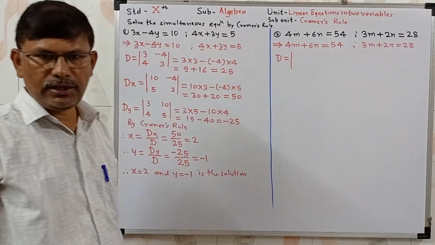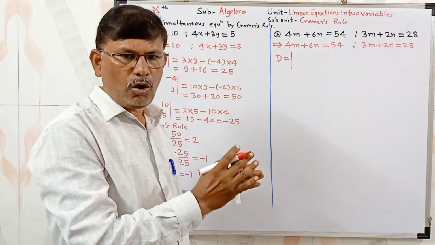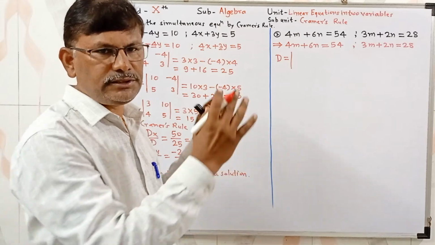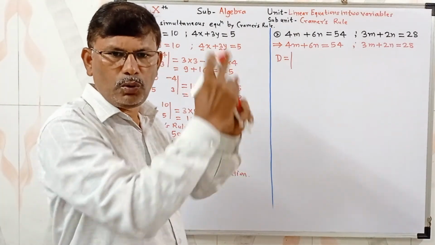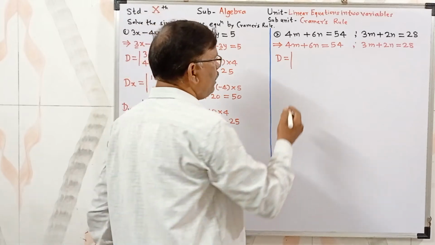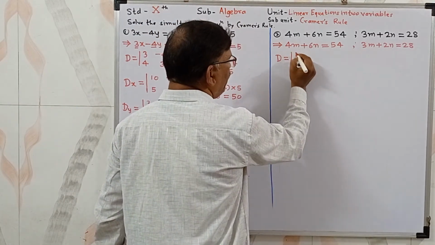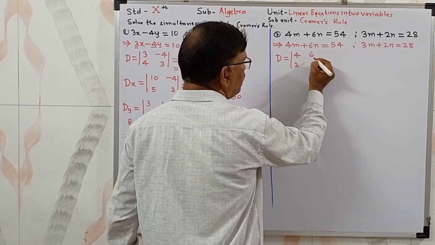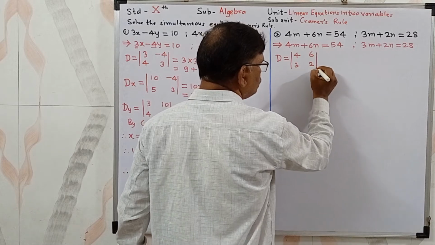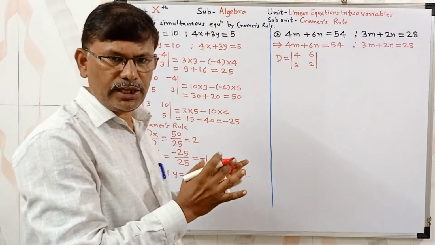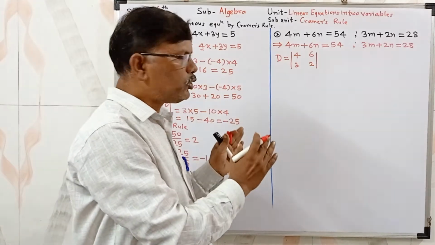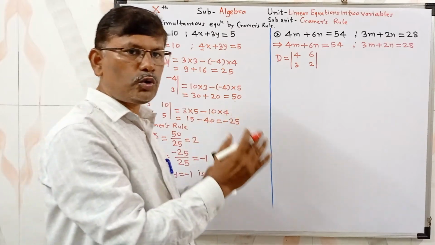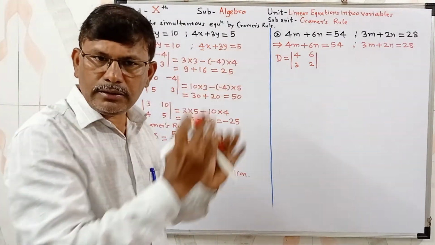We know determinant D, in that we omit the column C1, C2. Okay, means in that A1, A2, B1, B2, these columns we have to write. Means A1, A2, A1 is 4, A2 is 3, and B1 is 6, and B2 is 2. We have to write this type. In D, we have to omit C1, C2. Means we have to write the columns A1, A2 and B1, B2.